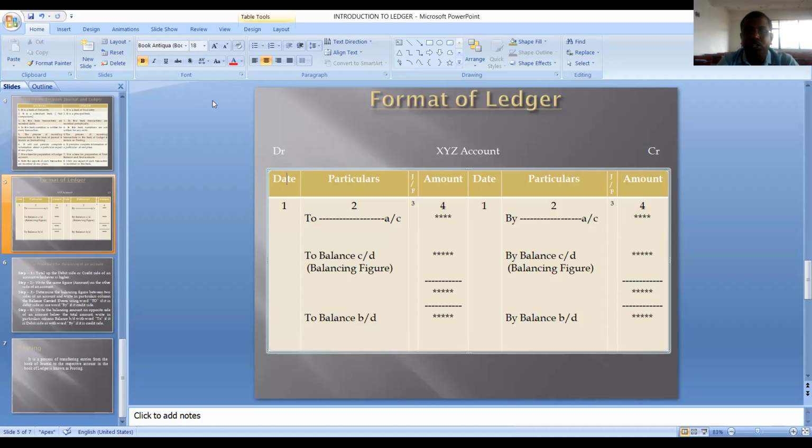I will stop sharing this particular screen. I will take a Word file. By that, I can show you how to prepare a ledger account. I will just stop sharing this PPT. Yeah, I will share one Word file with you.